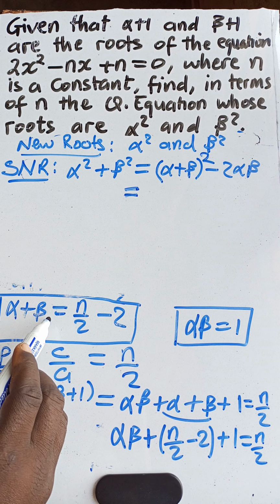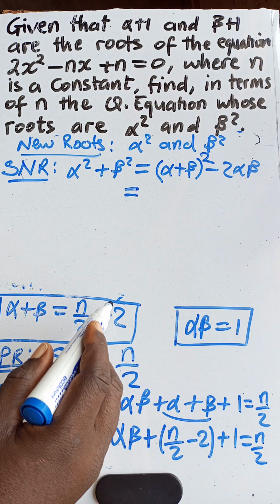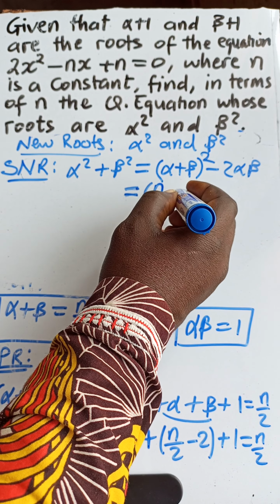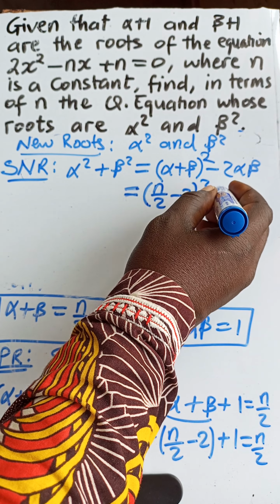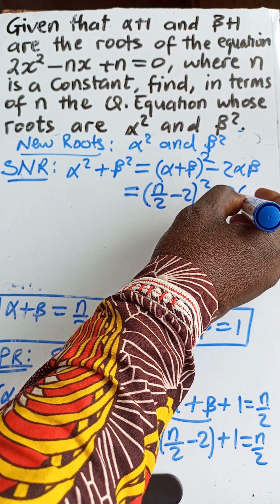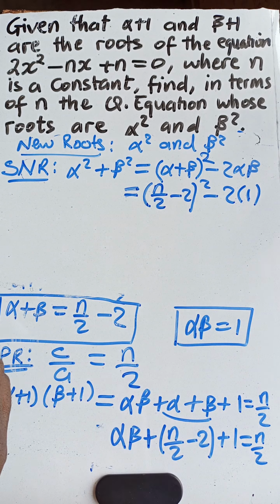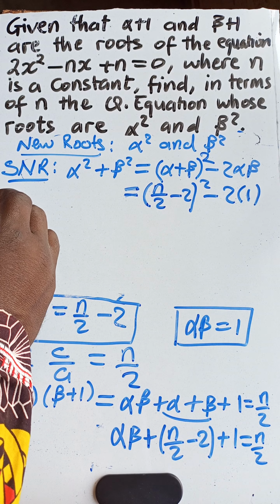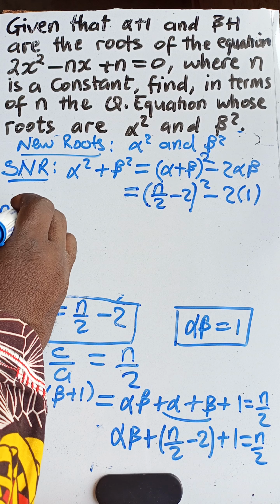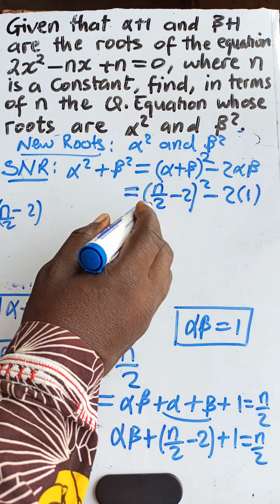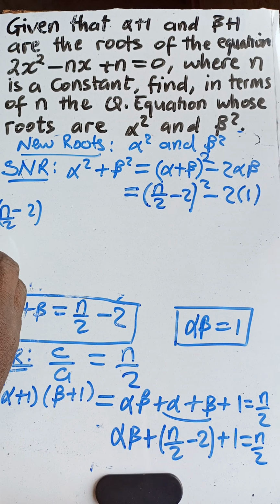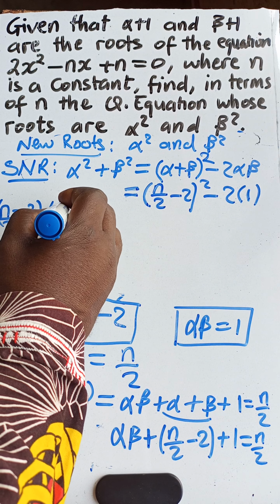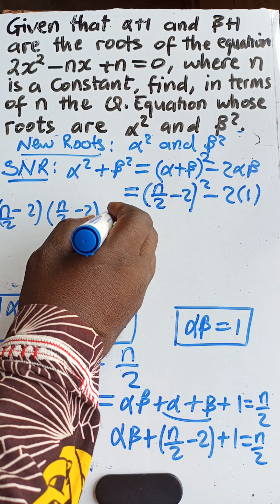So we know alpha plus beta. So it is n all over 2 minus 2 all squared. So we have n all over 2 minus 2 all squared minus 2 alpha beta. Alpha beta is 1. Now, what is n all over 2 squared? Let's do it here. Sorry, what is n all over 2 minus 2 all squared? It is n all over 2 minus 2 multiplied to n all over 2 minus 2.